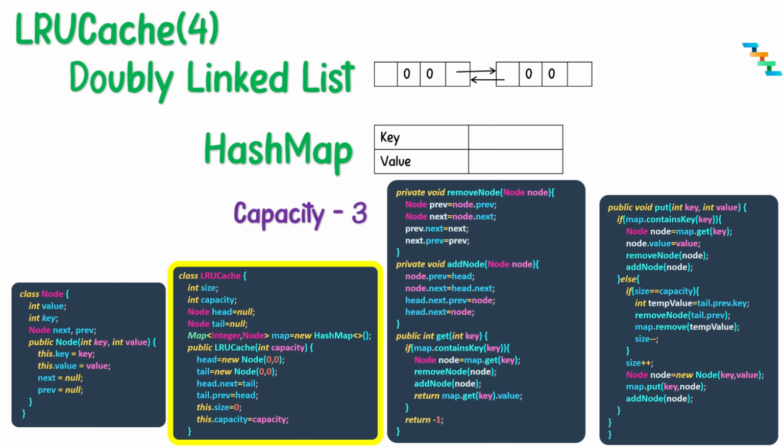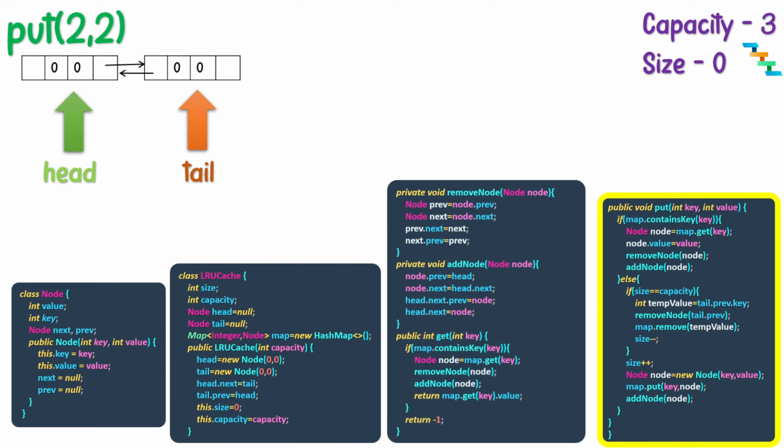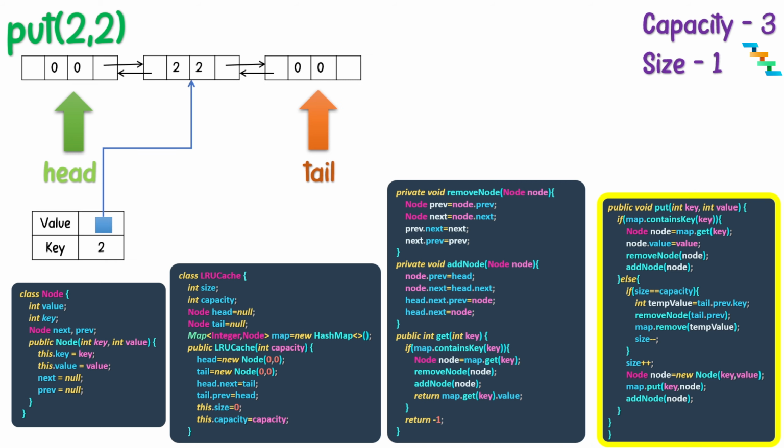First, we use the put function to add the key 2 and value 2. In the put function, we are checking if the hash map contains the key 2. Hash map does not contain the key 2. Check if the capacity of the cache is reached. No. Then increment the size of the cache by 1. Create a new node with key as 2 and value as 2. Add this key and node to the hash map.